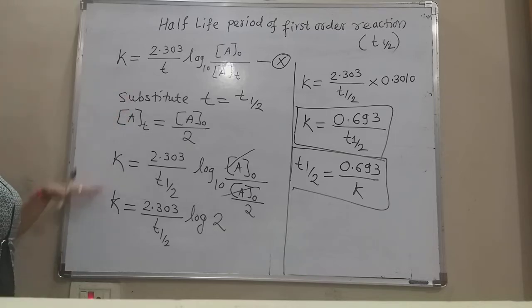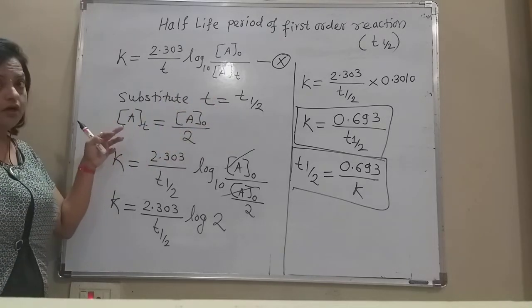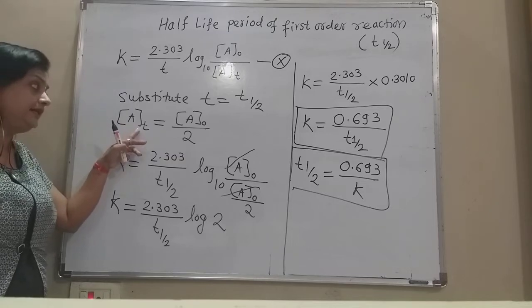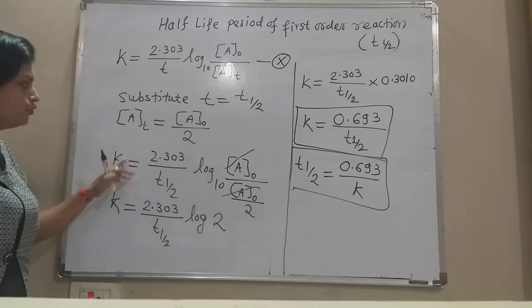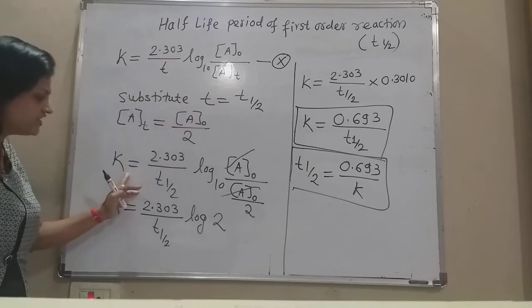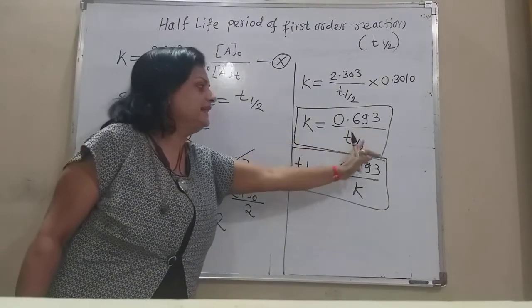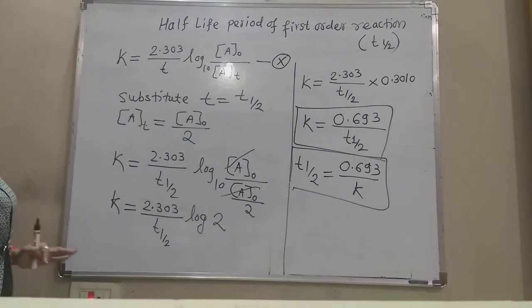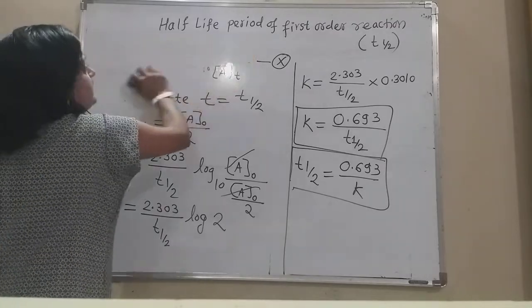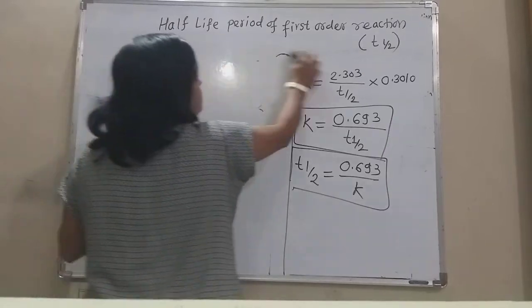Now you understand that this is very simple. If we put the value of time as t half, and the concentration remaining at time t becomes half, since half is consumed, so A0 divided by 2, and we put these two values in this equation, then our equation becomes k is equal to 0.693 divided by t half, and we can calculate the half-life period. Now this is the formula. Now come to the graphical representation of the half-life period of the first order reaction.